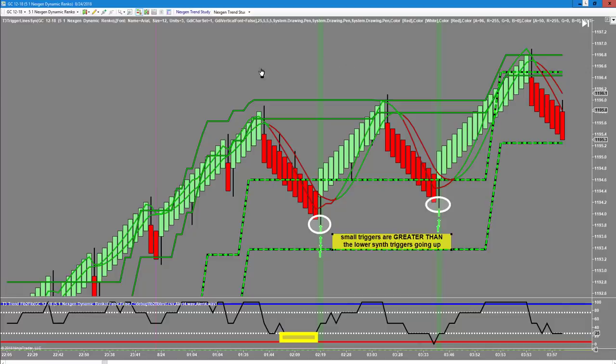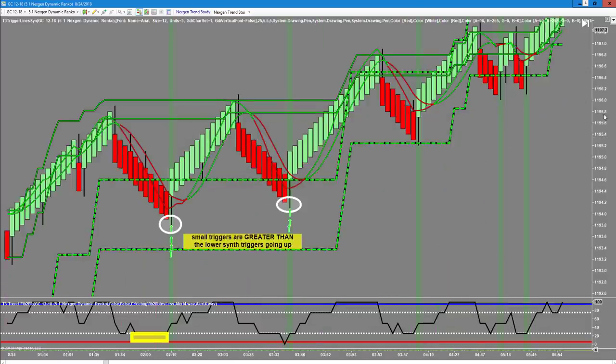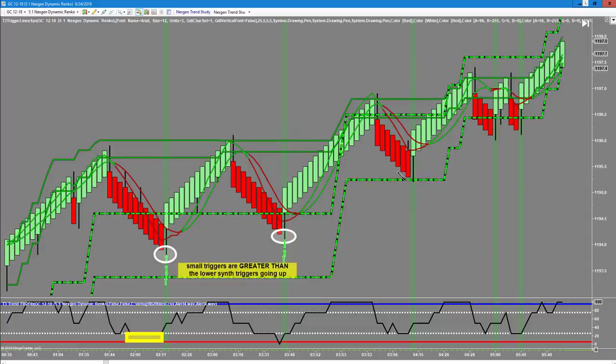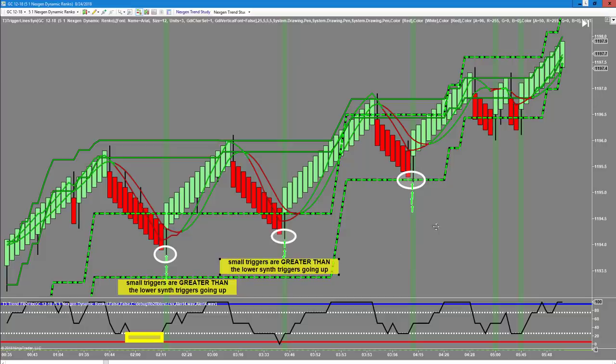And as we progress forward, look, we have another trade. And again, we don't care how many trend trades we get in a row. We just want to have the right configuration. Does everybody see that? The small triggers are greater than the lower synthetic triggers. The same thing here. The same thing here. The same thing here.